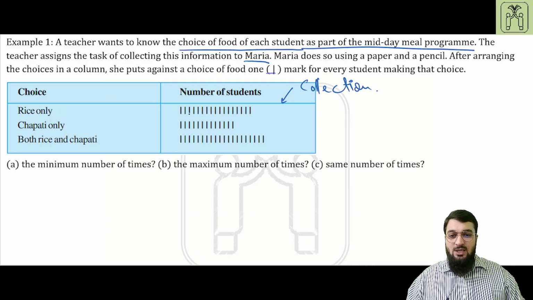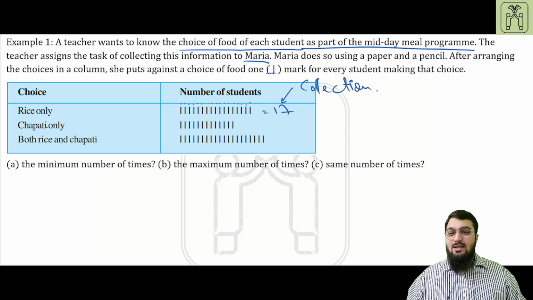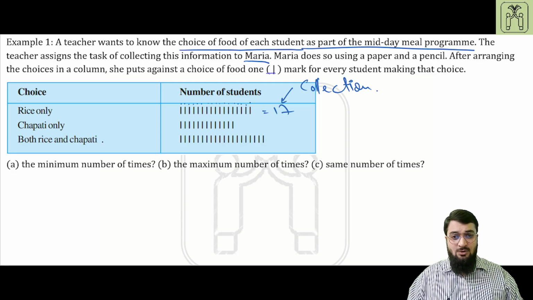So rice only has been mentioned as 1, 2, 3, 4, 5, 6, 7, 8, 9, 10, 11, 12, 13, 14, 15, 16, 17. So rice only, I will write over here 17. Rice only, chapati only, and both rice and chapati. So three types of data has been taken from the number of students.